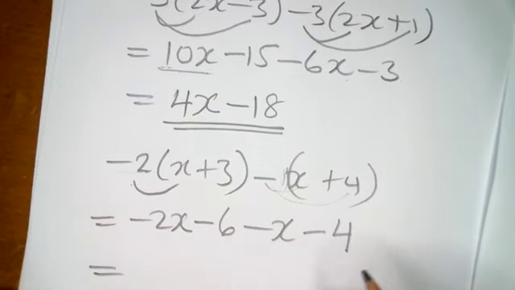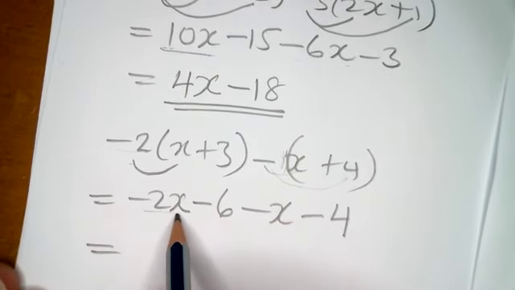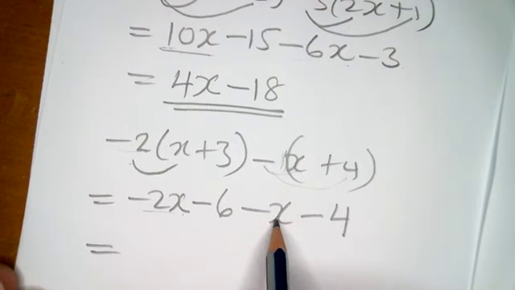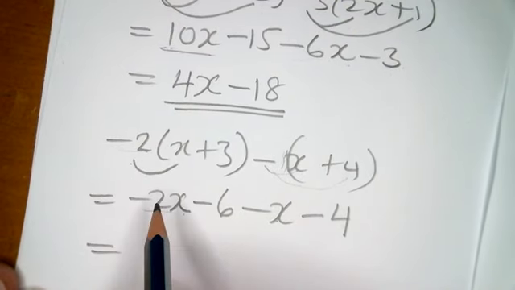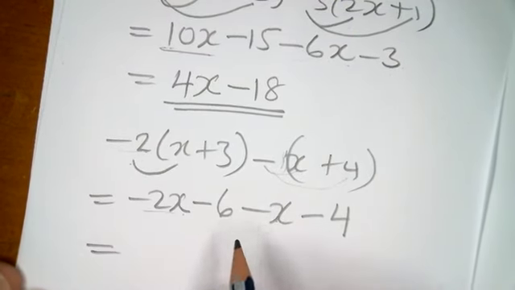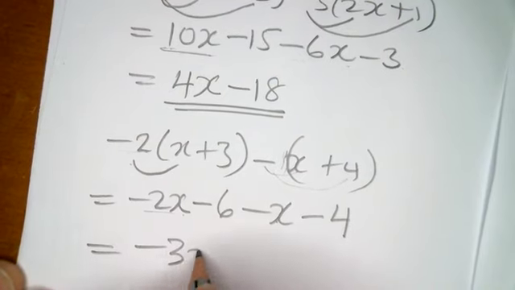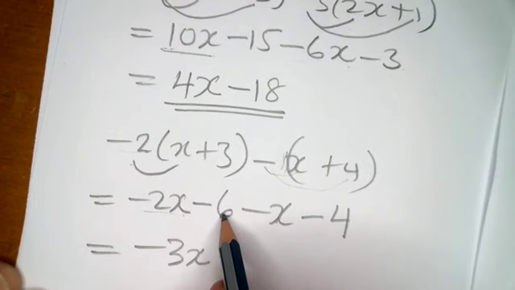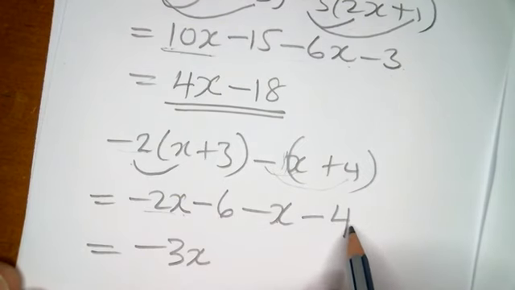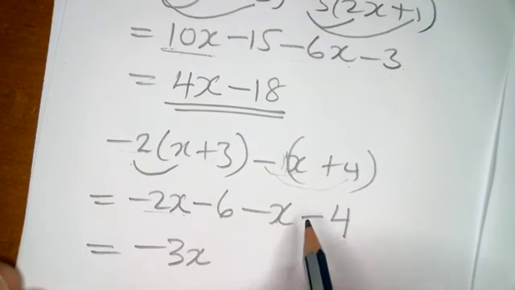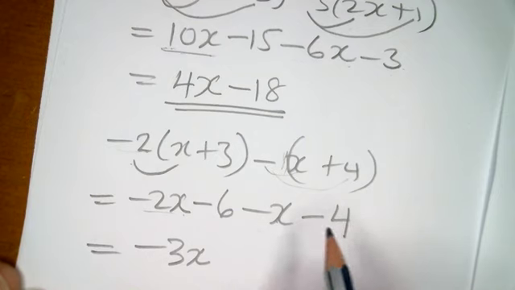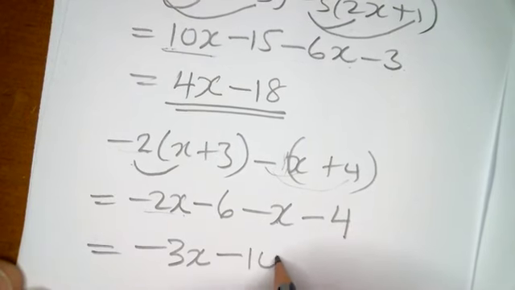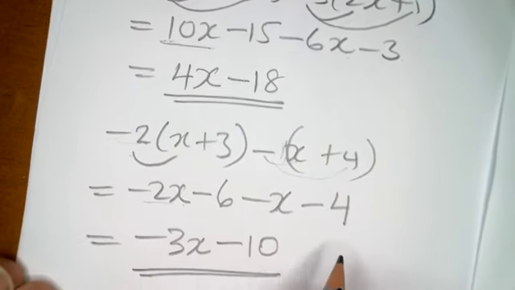All right, collecting like terms. Well, I've got negative 2x, and then I've got another 1x in the negative direction. So 2 and 1 more in the negative direction is going to be negative 3x. Then I've got a negative 6 and another negative 4 in the negative direction. So negative 6 and another negative 4 is negative 10. And there is my solution.